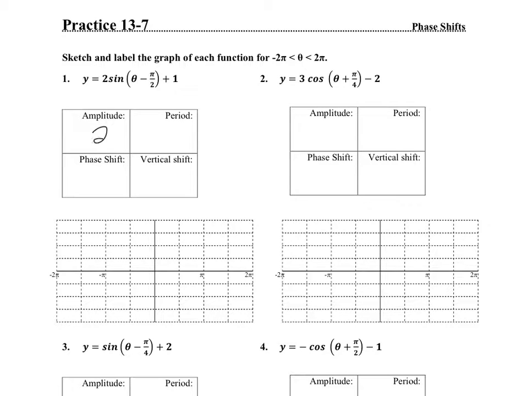Okay, so we have the amplitude is 2 for this function. This means the phase shift is going right pi over 2, and the vertical shift is I'm moving it up 1. The period, the number in front of theta is still 1, so the period's 2 pi.